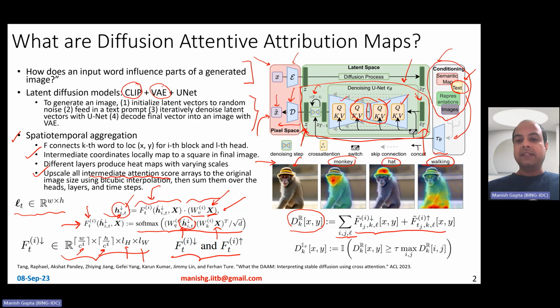As you see, the monkey basically pays a whole bunch of attention to the face of the monkey, the hat pays attention there, and walking, of course, pays attention to the walking, I mean, the legs part and so on. Okay. Now, these attention maps can also be binarized.